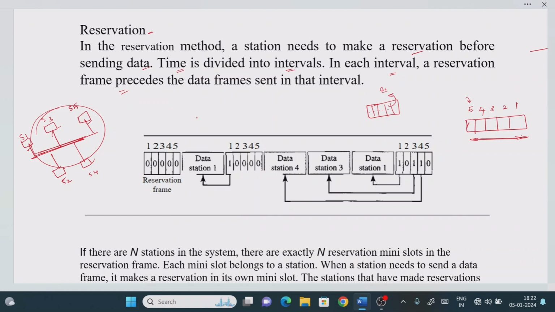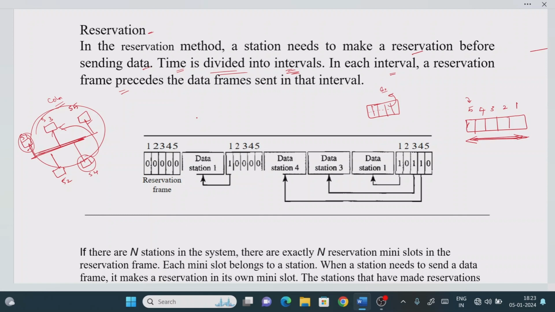Now here the major point is that time is divided into intervals, nothing but different time slots. Now the question is, if in the same interval data is being sent from one station to another station, and at that same interval another station sends information to some other system, we get a collision, right? Now what we are going to do is make a reservation.